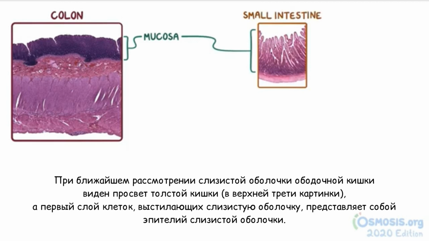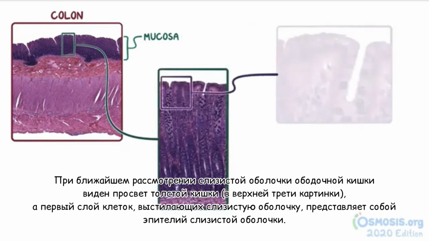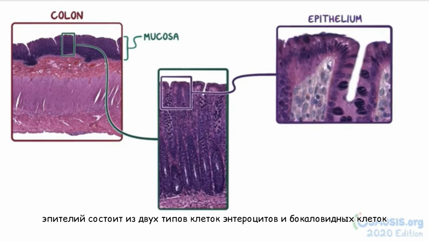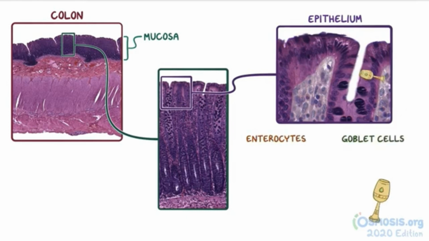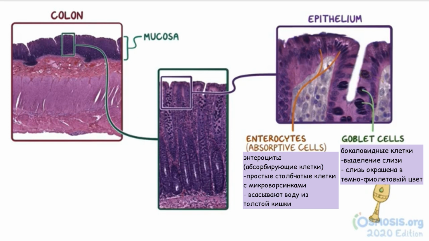Taking a closer look at the colon's mucosa, the lumen of the colon is seen at the top of the image, and the first layer of cells lining the mucosa is the epithelium of the mucosa. The epithelium consists of two types of cells: enterocytes and goblet cells. The enterocytes, or absorptive cells, are the simple columnar cells with microvilli. They're also called the absorptive cells because of their main function of absorbing water from the colon lumen. And the goblet cells are responsible for secreting mucus.